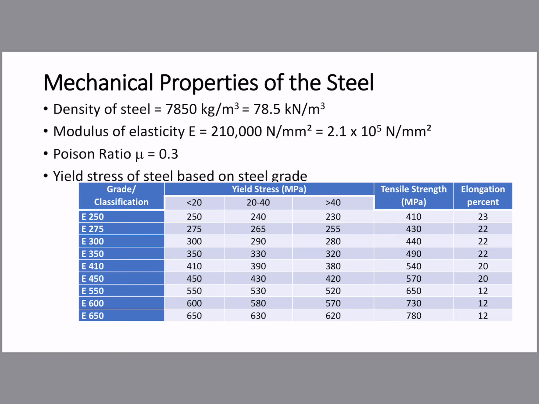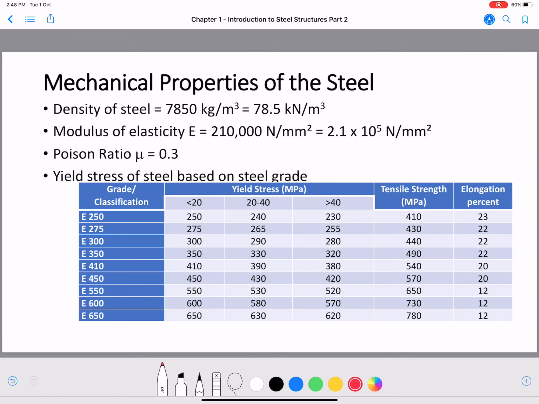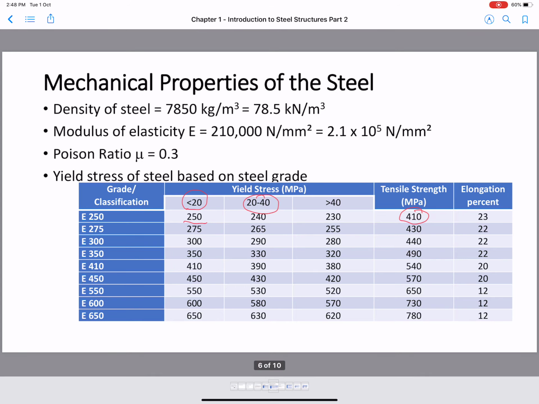Now come to the mechanical properties of the steel. Based on the thickness of the member, we can identify for each grade what the yield stress is. You see, this is the thickness of the member. If the thickness of the member is less than 20 mm and the grade of the steel is E250, the Fy value equals 250 and the tensile strength is 410 MPa. Based on that we can find the yield strength and ultimate strength of the section. This is also given in the code book.